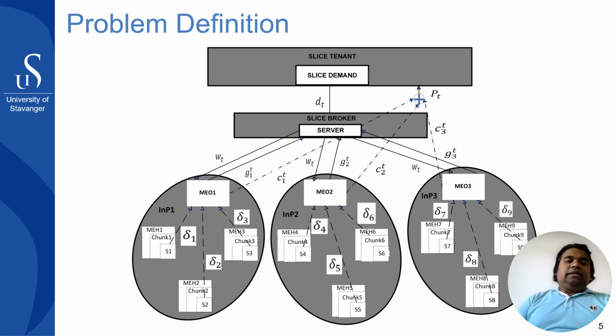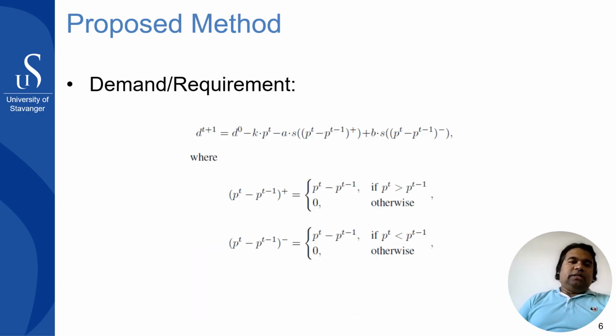And these gradients, after getting the gradients, the server also calculates the weight, and the server sends the updated weight to the MEOs, and the server resides in a slice broker. So this is very interesting, and hopefully this will be very revolutionary in the field of 5G MEC. And now let's see how the demand or requirement works.